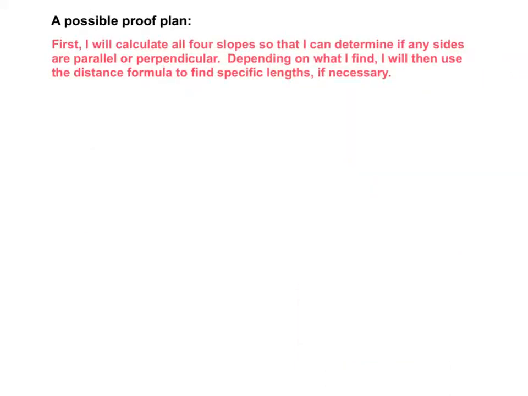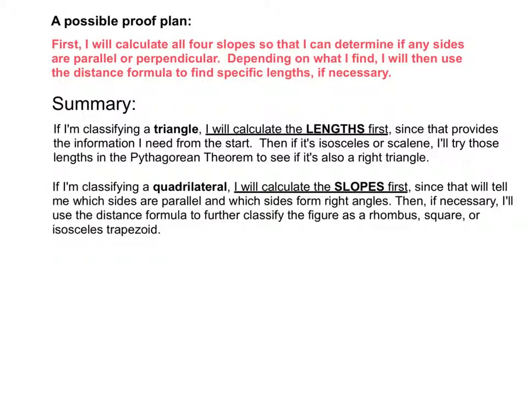If asked to classify a quadrilateral, then the words you see in red would be an example of my proof plan, which I would include at the beginning of my proof. So to summarize this screencast, if I'm classifying a triangle, I will calculate lengths first, since that gives me the information I need to begin sorting through the different types of triangles. If I'm classifying a quadrilateral, I will calculate slopes first, because that tells me the necessary information to help me begin the sorting process.